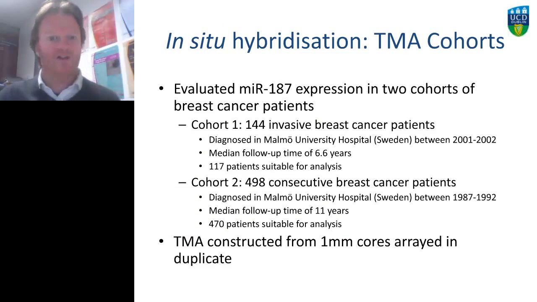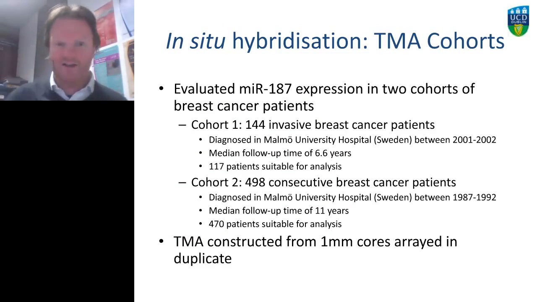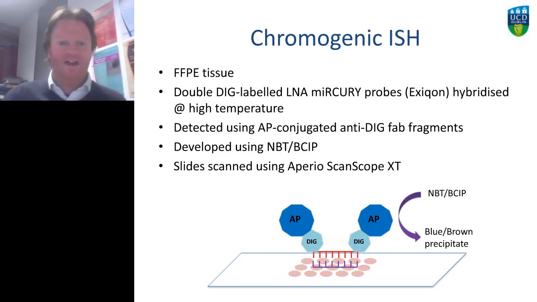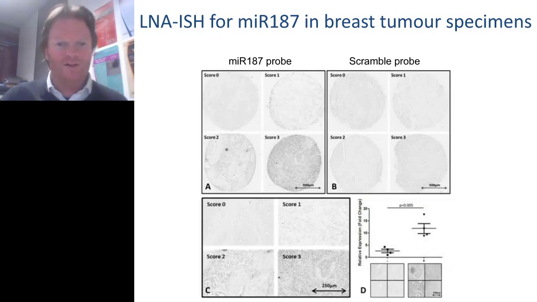We went back into our tissue microarray cohorts and we're able to look using chromogenic in situ hybridization at what the levels of expression of this microRNA were and correlate that with clinical outcome. So again, we use these double digoxigenin or DIG labeled locked nucleic acid probes to measure the microRNA expression in the tissue. So we're able to plot no expression, expression of 1+, 2+, and 3+ expression, and then compare that to a scramble probe in order to measure the levels of this microRNA in our tissue.